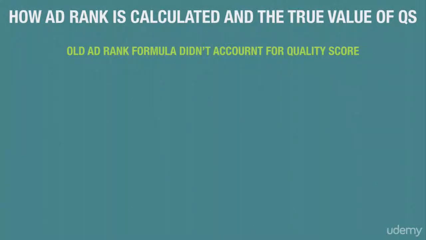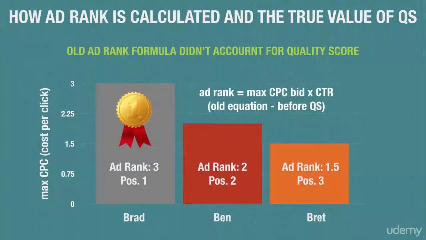It all begins with an understanding of how ad rank is calculated in the post-quality score era. Like we saw a while back in our example with Brad, Ben, and Brett, the old formula used to calculate ad rank didn't account for quality score. Essentially, the highest bidder won the top slot, since max CPC bid was the most important factor in calculating ad rank. The new formula introduced to calculate ad rank changes things up dramatically. So let's see what that new formula is and what it means for advertisers and their bidding wars.